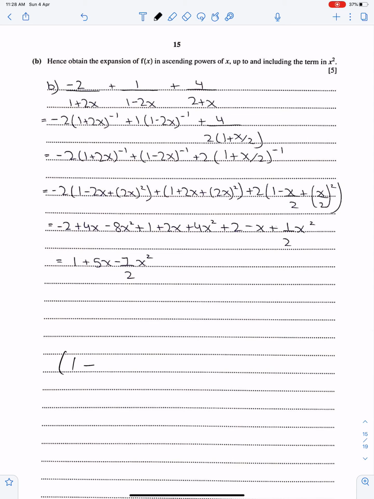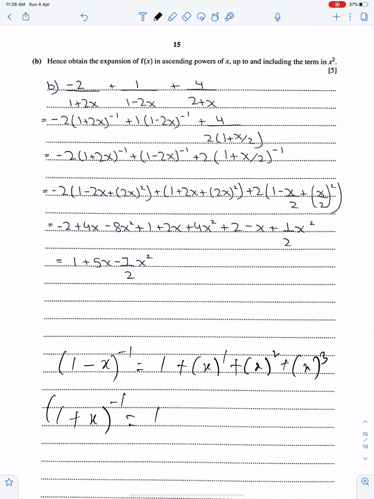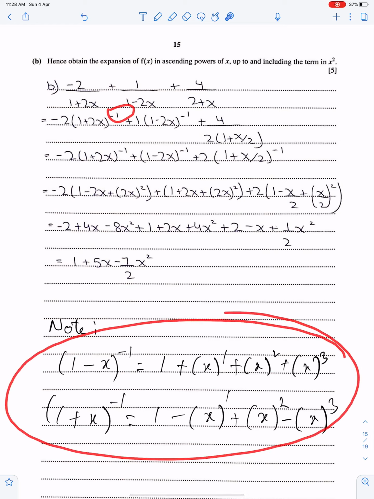1 minus x to the power minus 1. The formula is this: 1 plus x, x squared, x cubed. What if we have a positive sign? Then we use this formula. These formulas make the calculation very simple and fast. We use the alternate signs. We don't use the theorem for power minus 1, we use these results.